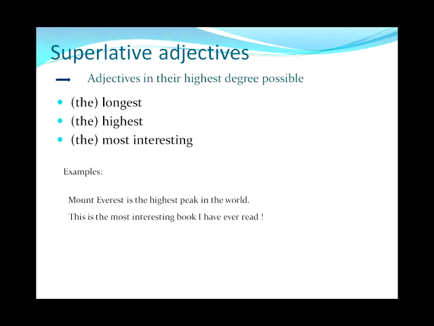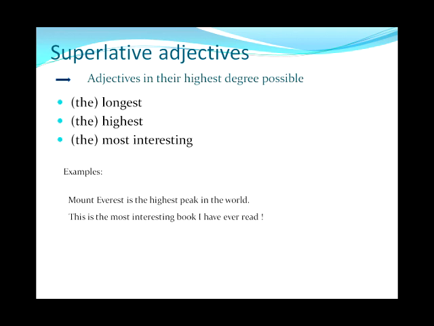Finally, superlative adjectives. Superlative adjectives are adjectives in their highest degree possible. For example, Mount Everest is (the) highest peak in the world. It means that all the other peaks are definitely lower than Mount Everest. Notice a definite article, the, in the bracket. We will talk about it later.